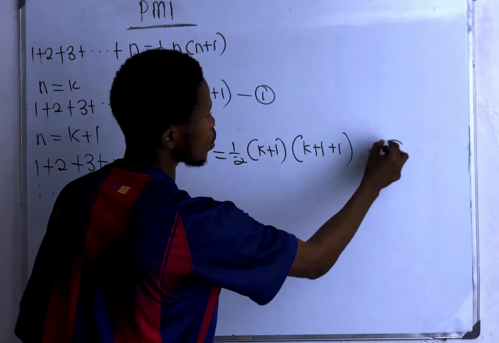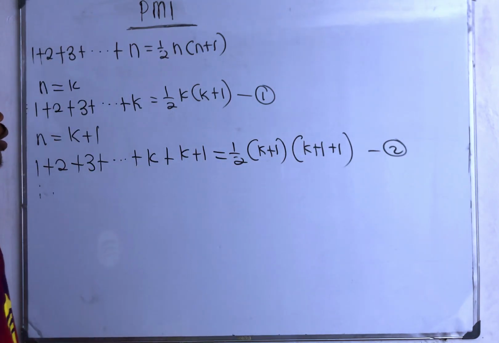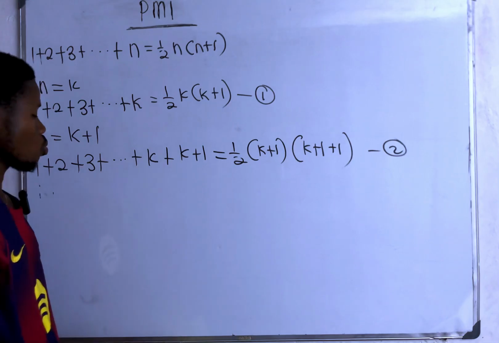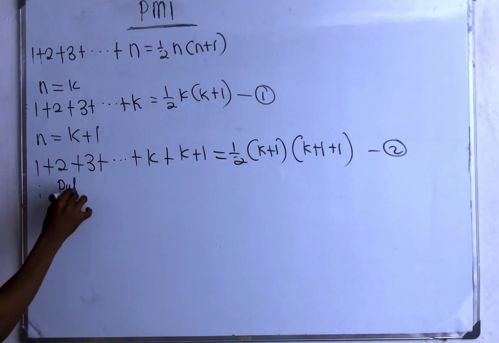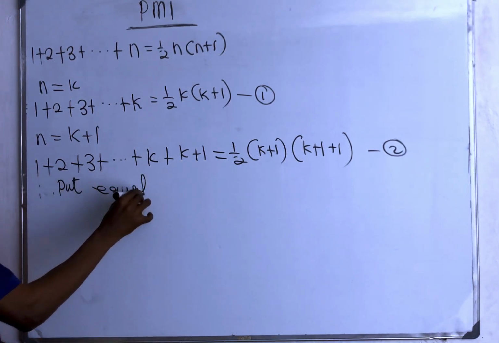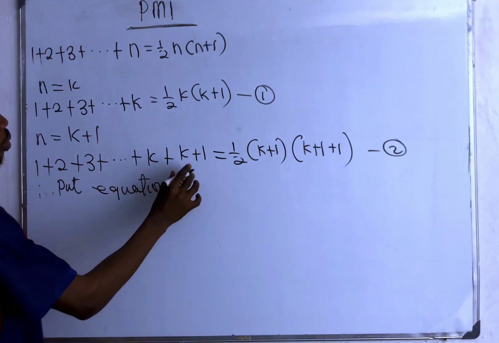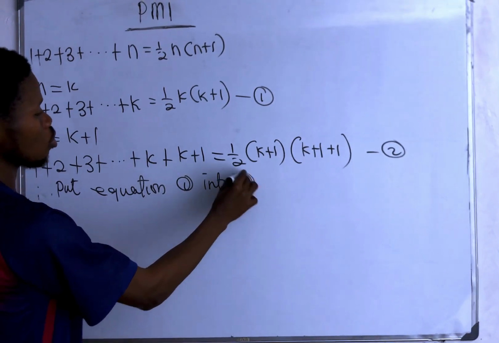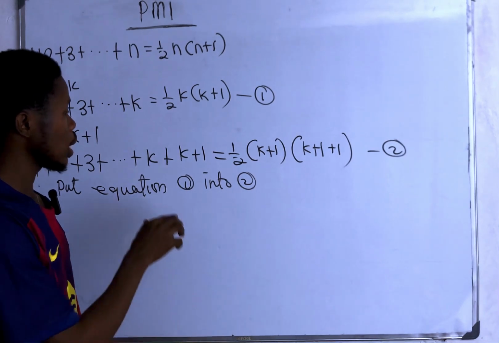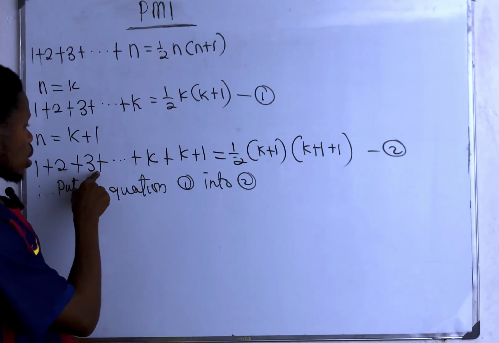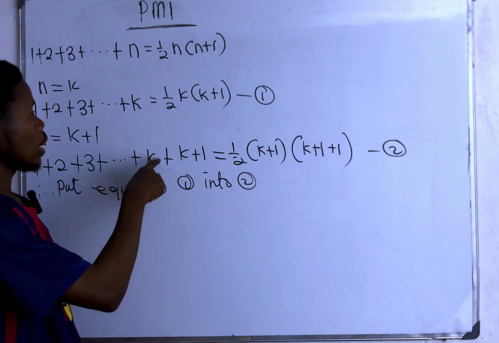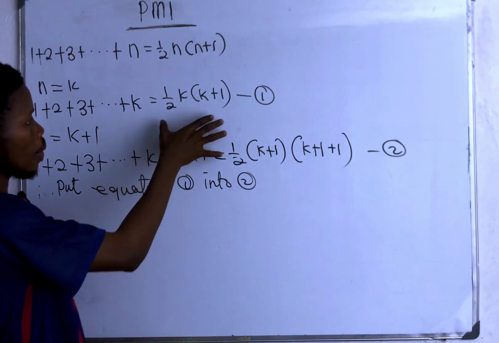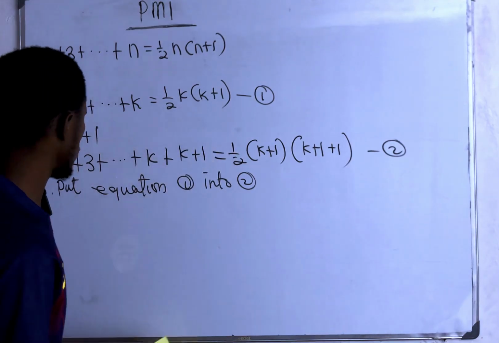Let me name this one equation 2. What is going to happen here is that I'm going to put equation 1 into equation 2. Is that okay? From 1, 2, 3 up to the k here is the same thing here, so I'm going to replace the whole of this, from here to here, by this.